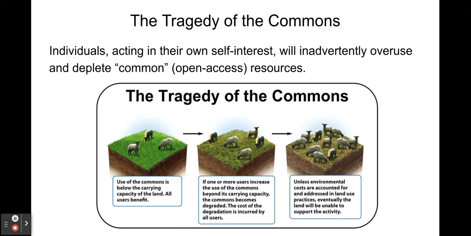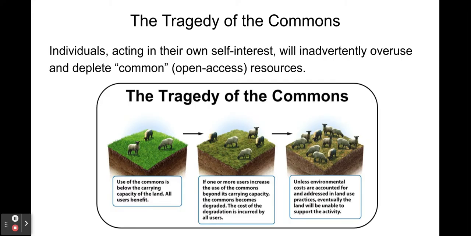Our final section for today will be about the tragedy of the commons. This is a defining theory in environmental science, and this theory states that individuals, all of us, acting in our own self-interest, will inadvertently overuse and deplete common, which means open access, resources. On the bottom of the screen, you can see one of the classic examples of the tragedy of the commons, overgrazing of a common pasture.